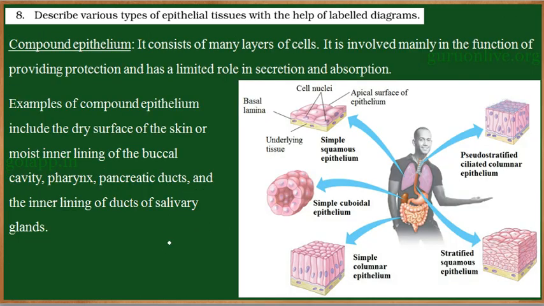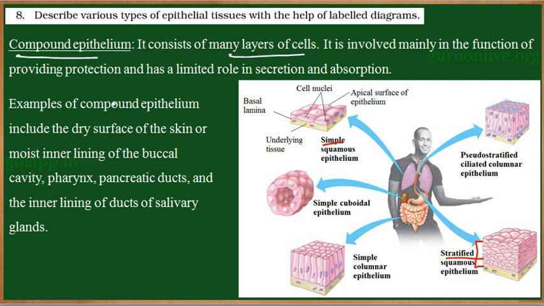Now, initially we learned the types of epithelium based on the arrangement. If they are arranged in a single layer, we call it simple epithelium. If they are arranged in multiple layers, we call them stratified or compound epithelium. So now we have learned about all the simple epithelium. Now let's learn about the compound epithelium. Compound epithelium consists of many layers of cells arranged one above the other. Such cells are called compound epithelium.